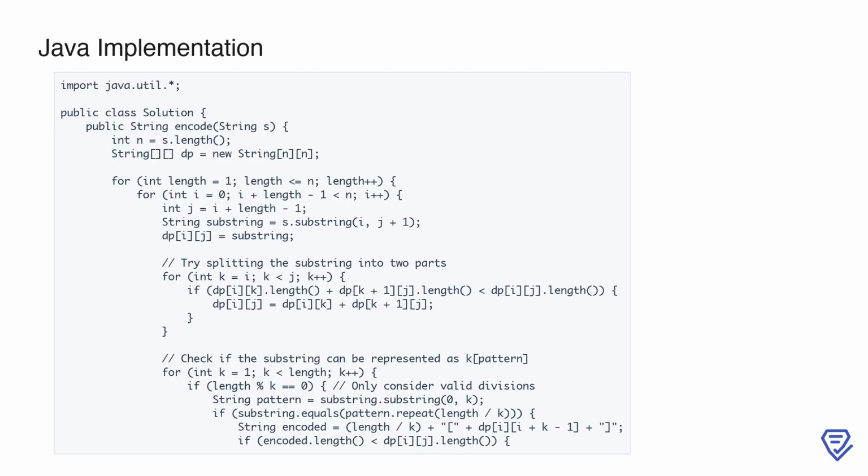For every substring, we consider 2 key possibilities. 1. Splitting the substring into 2 parts at every possible position k and combining their compressed forms. If the combined length is shorter, we update DP[i][j]. 2. Checking if the substring is composed of repeated patterns. For this, we test all possible pattern lengths k and verify if repeating the pattern forms the substring. If so, we calculate the encoded form x[y], where x is the repeat count and y is the encoded form of the pattern. If this form is shorter, we update DP[i][j].